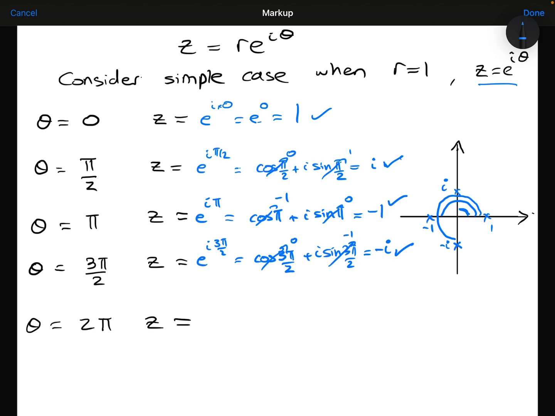And then finally, if the argument is 2 pi, then cos of 2 pi is 1, sine 2 pi is 0, so that's all just going to give me 1, which would make sense. If I have an argument of 2 pi all the way round, I get to 1 again. So those are a few simple cases when the modulus is 1 and the argument has different values.